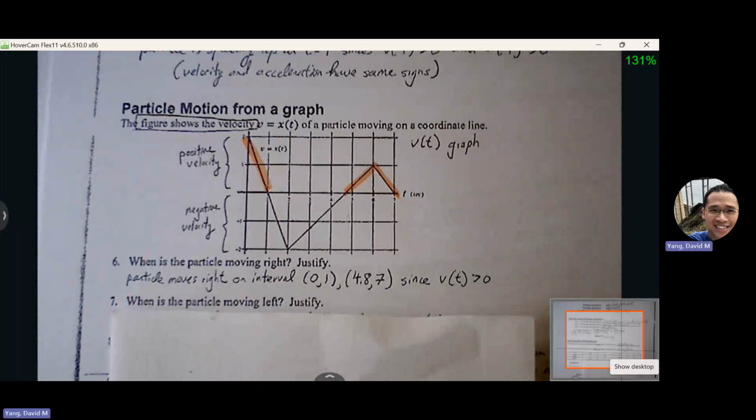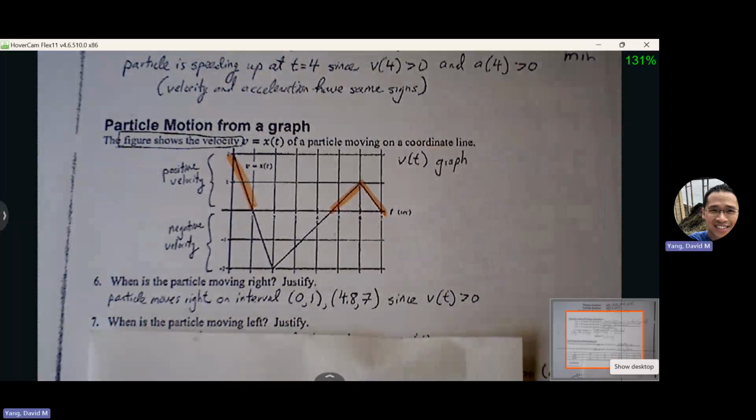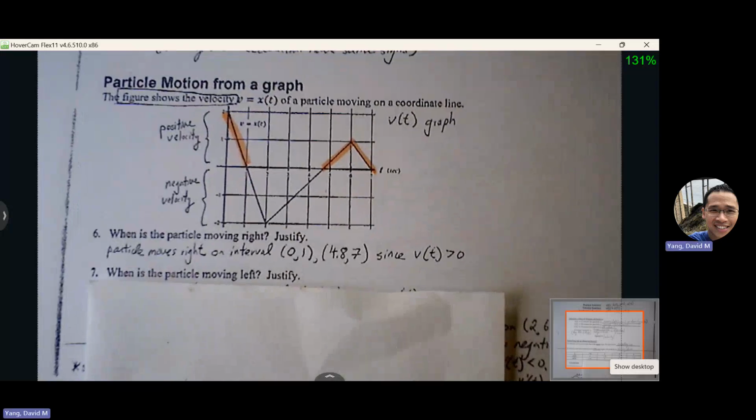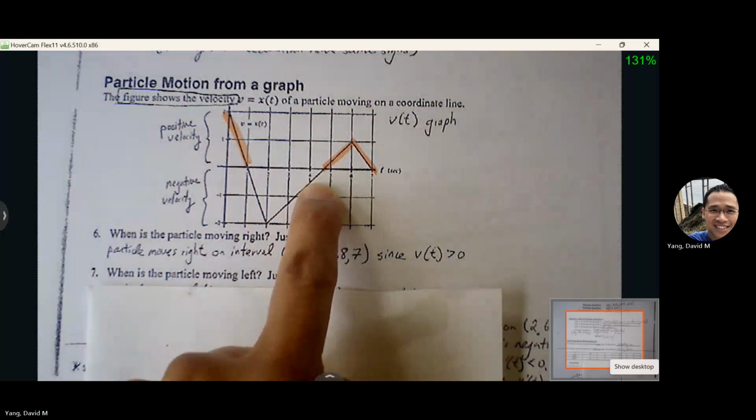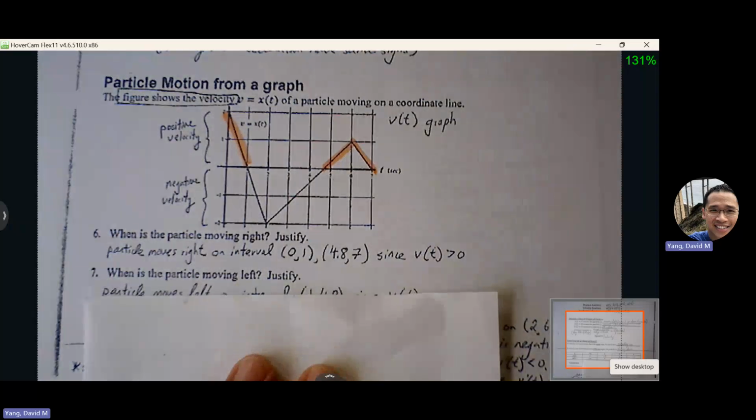Next up, and then our justification is because velocity is positive. So that indicates we know it's moving right. When is the particle moving to the left? It's going to be this interval here, right? From 1 to 4.8 or 4.7.